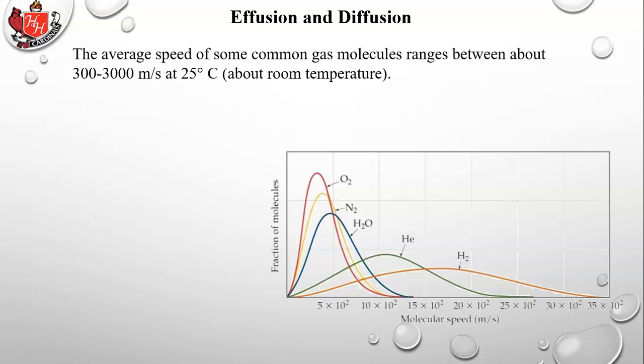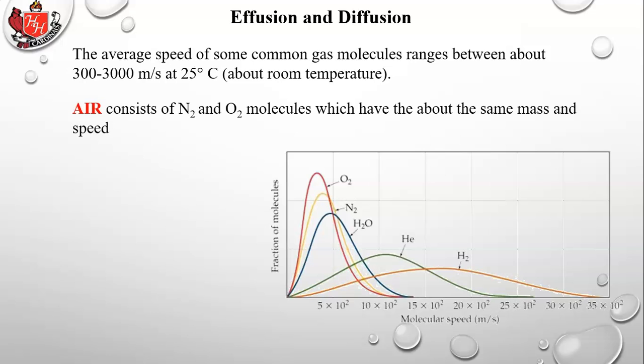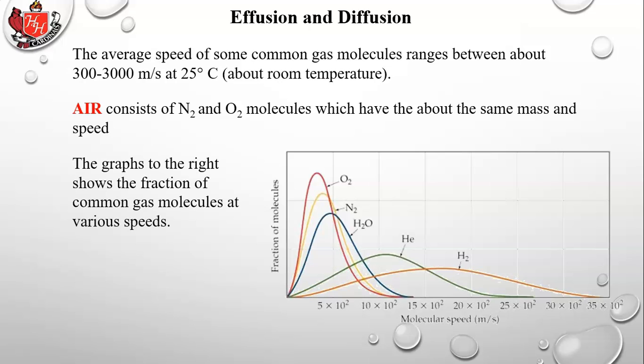So the average speed of some common gas molecules ranges between about 300 to 3,000 meters per second at room temperature, 25 C. Air is made up of oxygen molecules and nitrogen molecules. You can see those. Those are the two highest curves, and they're right around somewhere under 5 times 10 to the second, 500 meters per second. They're both about the same mass. They're next to each other on the periodic table, and they're right around the same speed as well. So air consists of N2 and O2 molecules, which have about the same mass and speed. And the graph to the right shows the fraction of common gas molecules at various speeds.